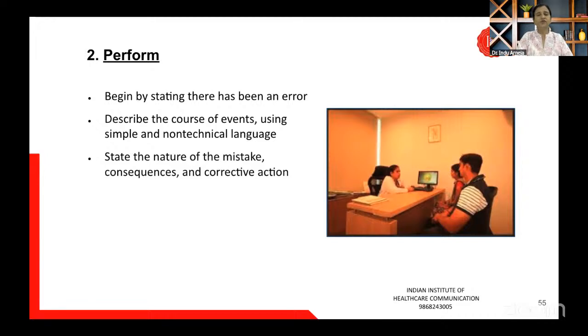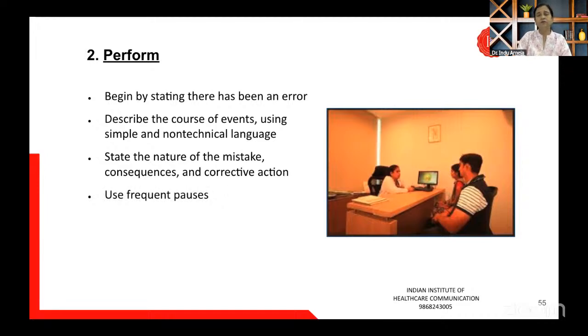Then state the nature of the mistake, the consequences and the corrective action. As a result, we missed realizing that these x-rays were not of this patient, and we assumed that your patient has a fracture, and we took the patient to the operation theater for correction of the fracture. Only when we started operating, we realized that there was no fracture, and immediately we closed the case. So you explain to them the nature of the mistake, the consequences, and the corrective action that you took.